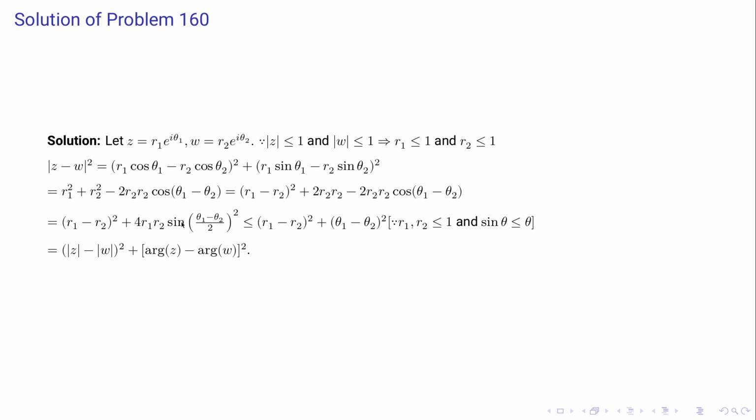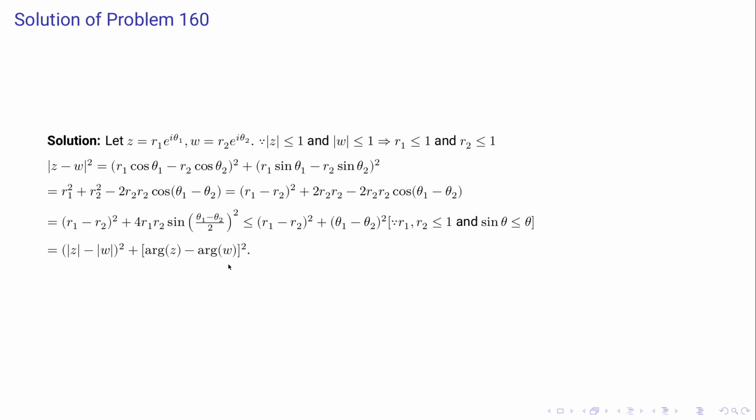Sorry, since r1 and r2 are at most 1, this will be less than or equal to (r1 − r2)² + (θ1 − θ2)². And thus we can say that |z − w|² is less than or equal to (|z| − |w|)² + (arg z − arg w)².